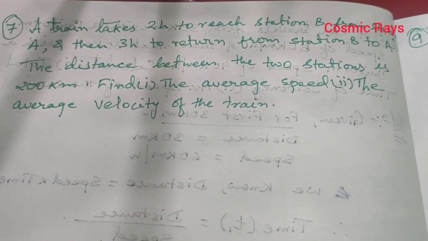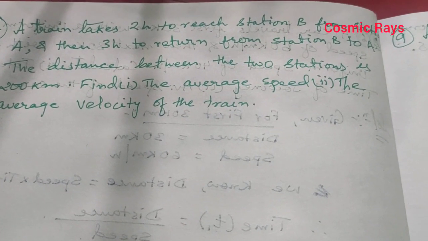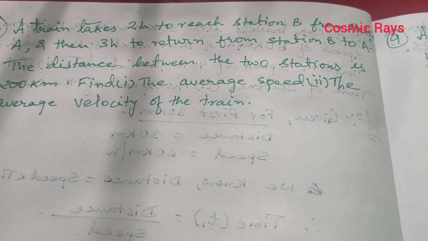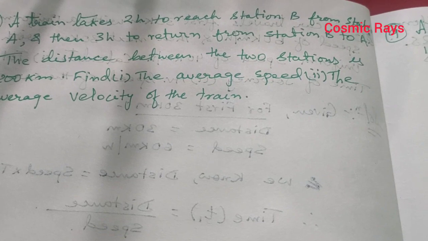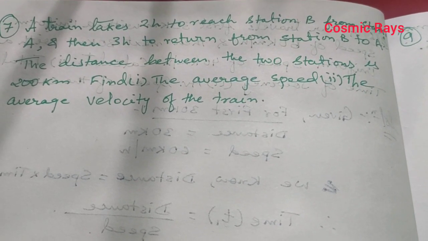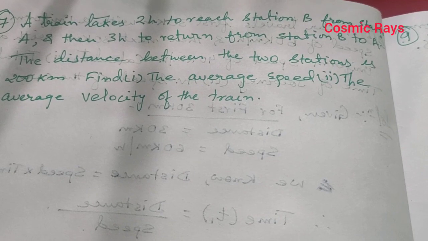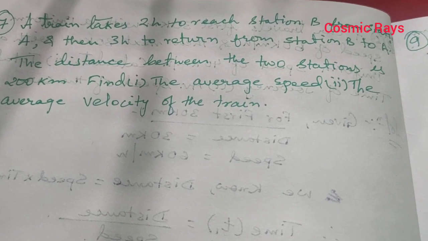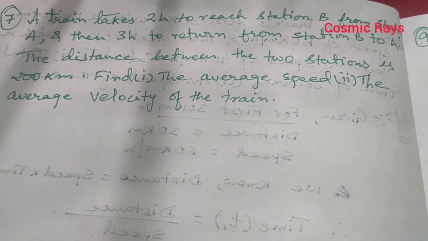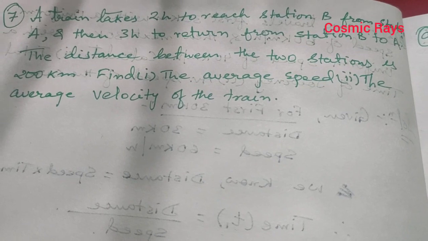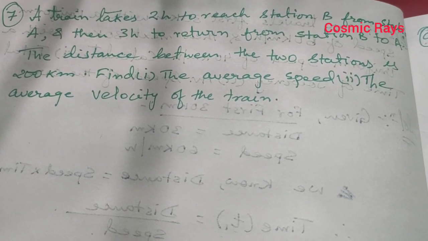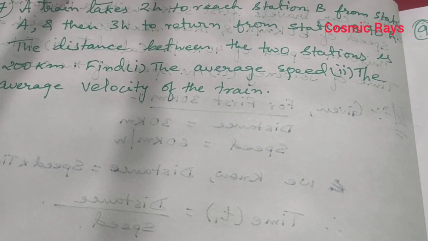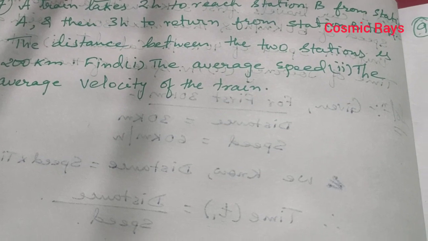Now we come to question number 7, which says a train takes 2 hours to reach station B from station A, and then 3 hours to return from station B to A. The distance between the two stations is 200 kilometers. Find number 1, the average speed, and number 2, the average velocity of the train. Here the average speed can be found out same as we did in the previous question. And for the second one, that is average velocity of the train, please remember that average velocity is given by the displacement upon total time.